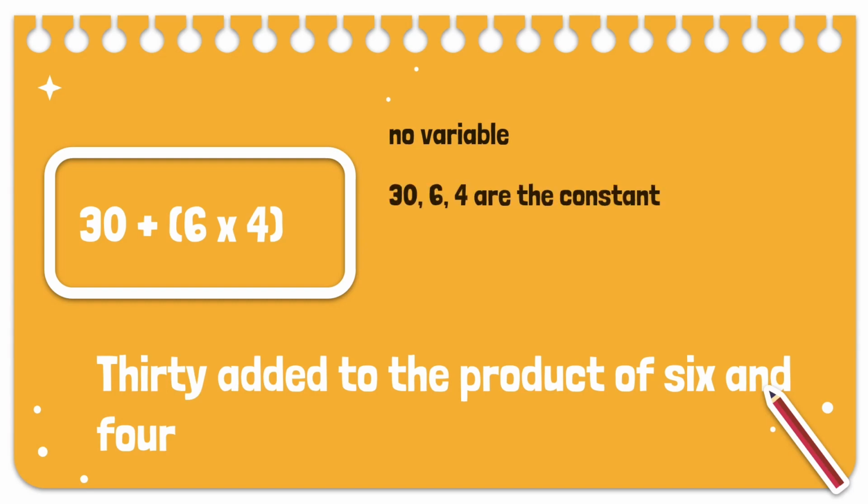Then, 30 and 6 times 4, ito yung mga constant. Sila yung mga constant value term. And it has 2 terms because pinaseparate sila ng addition symbol. 30 tsaka 6 times 4. Yan yung dalawang terms sa expression na ito.